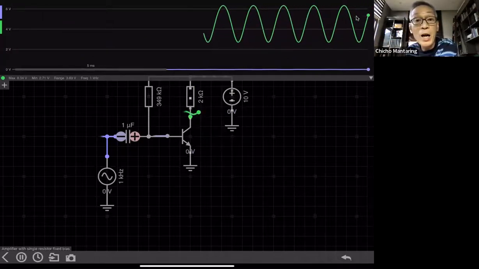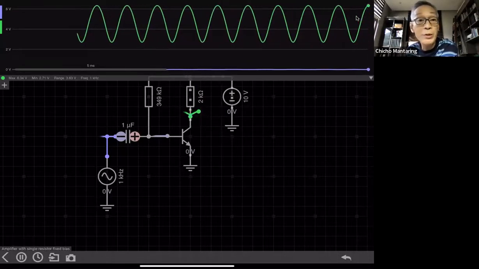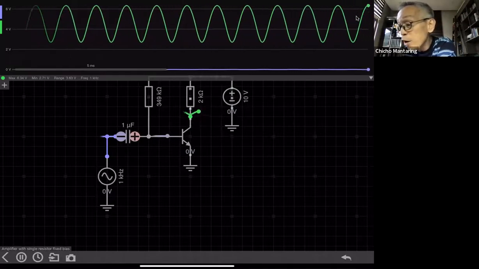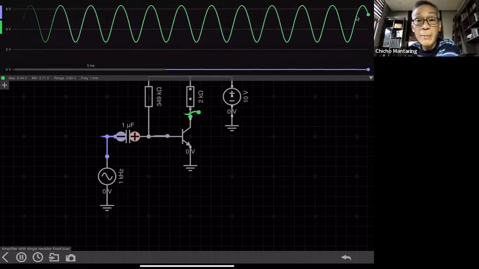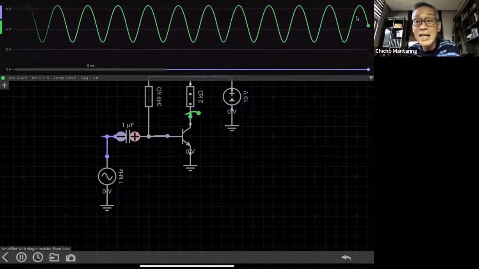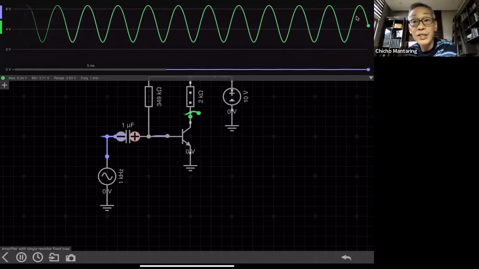So you can see that the input is being reproduced at the output. And the peak-to-peak value of my output is 3.63 volts. The peak-to-peak value of my input is 20 millivolts, 10 millivolts positive, 10 millivolts negative. And at my output, 3.63 volts. That's how large the gain of this circuit is.